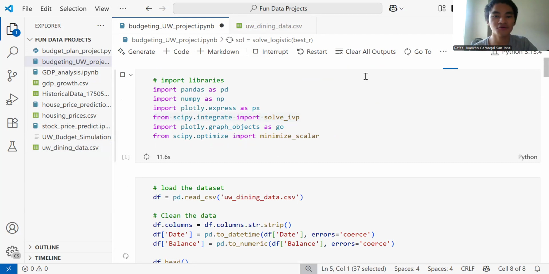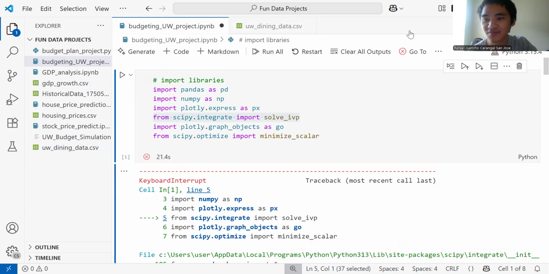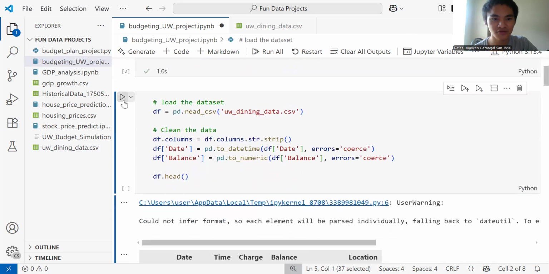Yeah, sorry, Python's slow. Staying forever. 12 seconds, 20 seconds. Okay, that's it. I should stop. Okay. Let me go ahead and just run it one by one. There we go. Yeah, running it one by one helps.